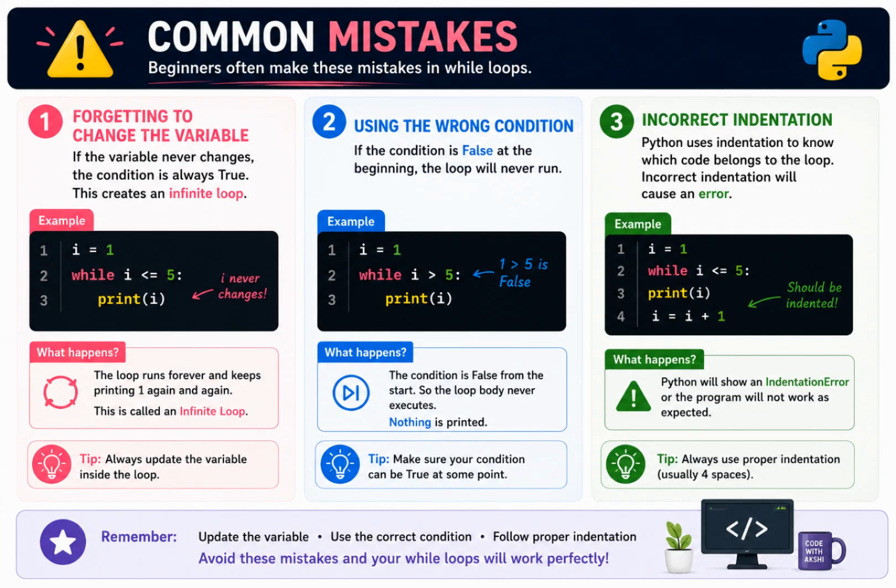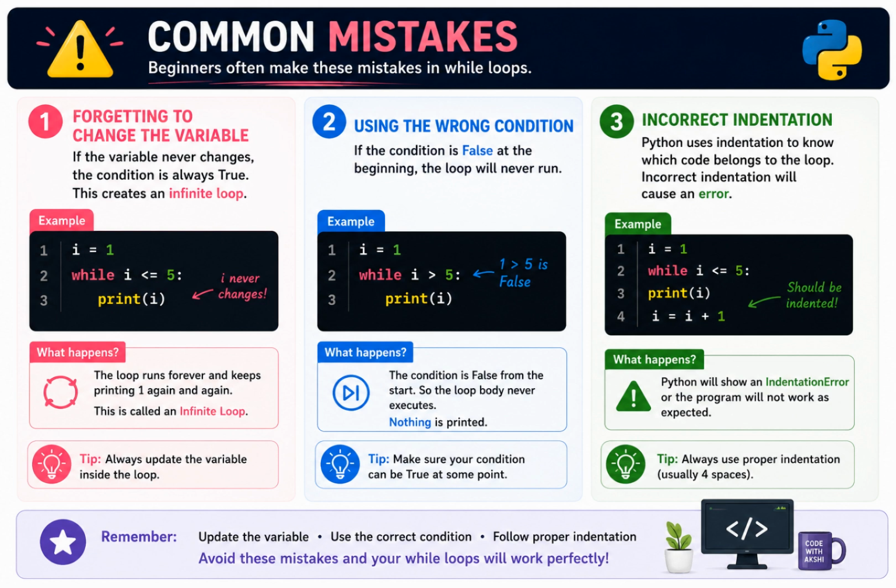So what are the common mistakes beginners make? Like forgetting to change the variable. This creates what? It creates an infinite loop. And the second is using the wrong condition. If the condition is false from the beginning, the loop will never run. And the third is incorrect indentation. Python requires proper spacing. Without the correct indentation, of course, our program will show an error.